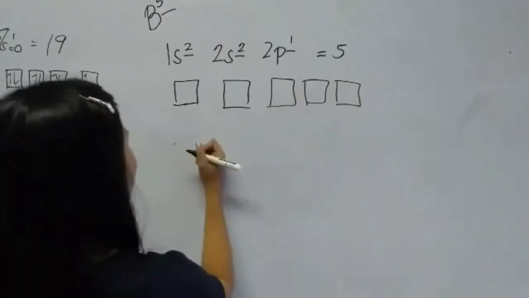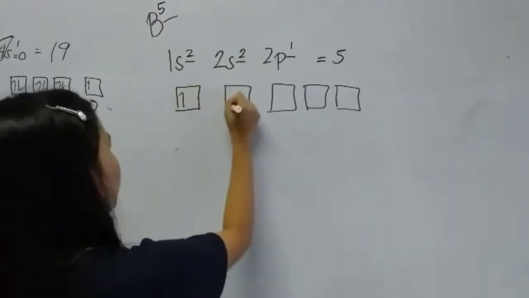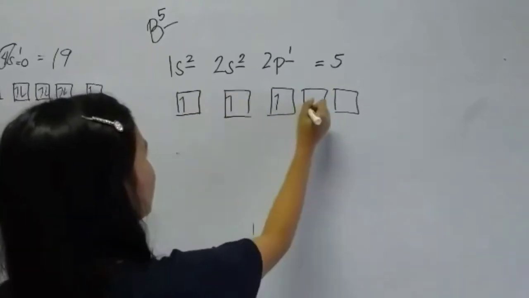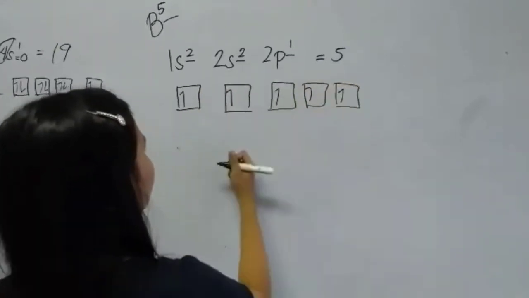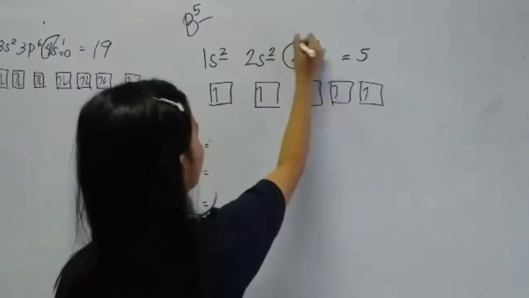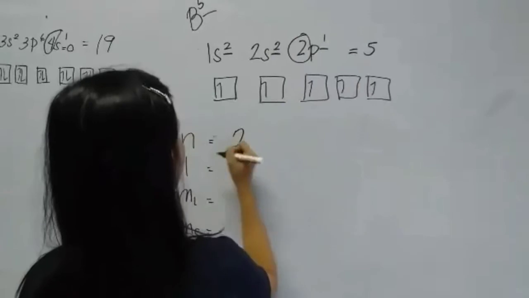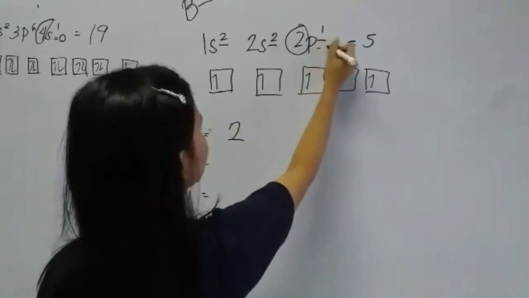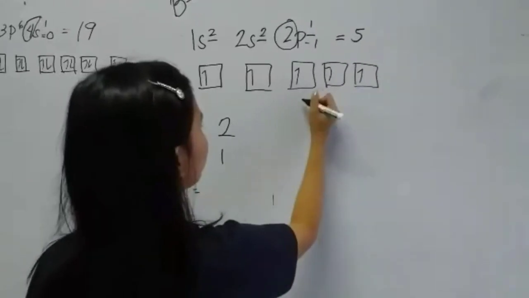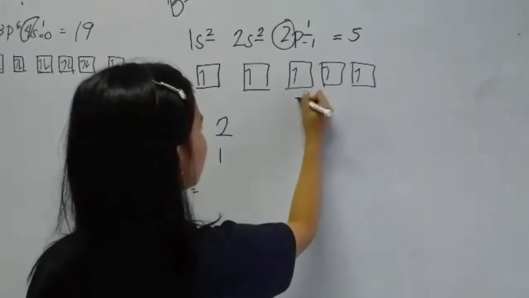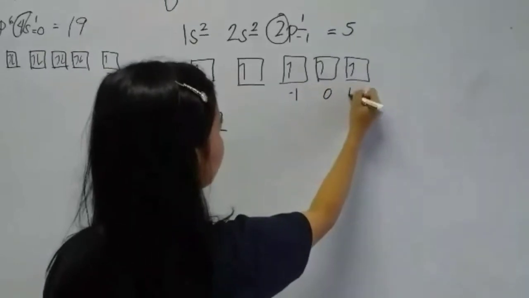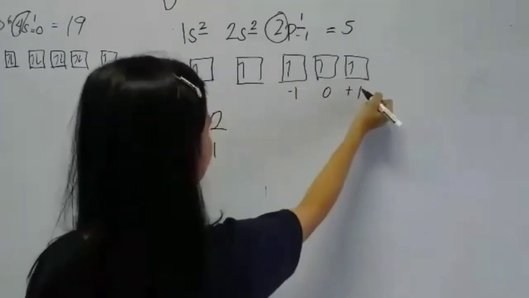First, we should write the arrows with upward directions until we complete the electrons that are needed. 2 is the main energy level, so the value of n is equal to 2. l is equal to 1 because p is equal to 1. m sub l is equal to positive 1 since it has 3 possible values: negative 1, 0, and positive 1. So we will write positive 1.